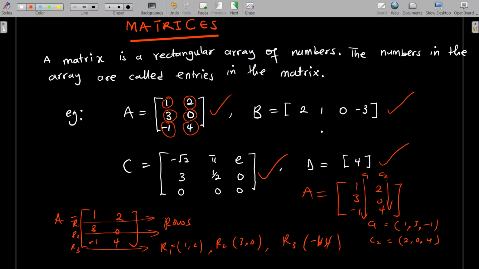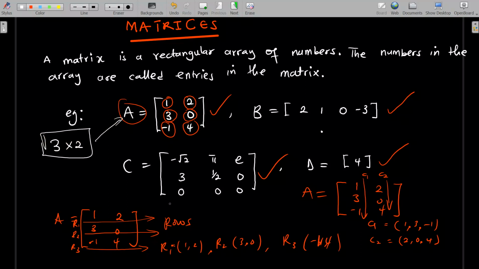When you refer to a matrix, we have the dimension of a matrix. You mention the number of rows and the number of columns. So in this A that I picked, the number of rows is 3, and the number of columns is 2. So this is a 3 by 2 matrix. That's the dimension of this matrix A.